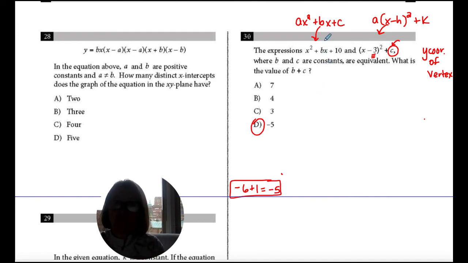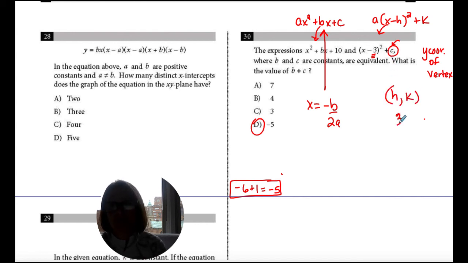So just as a quick recap, ax squared plus bx plus c is standard form. To find the x coordinate of the vertex, you do x equals negative b over 2a. When you get that value, you plug it in to find the y coordinate. In vertex form, (h, k) is your vertex, so that's why we knew that it was (3, k), or (3, y), as my vertex.